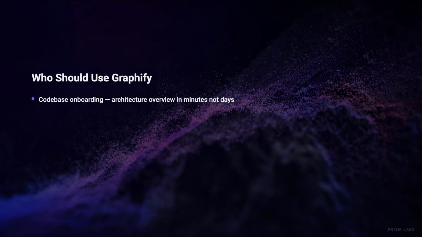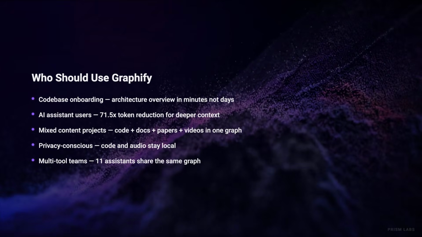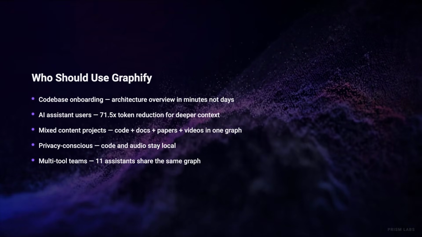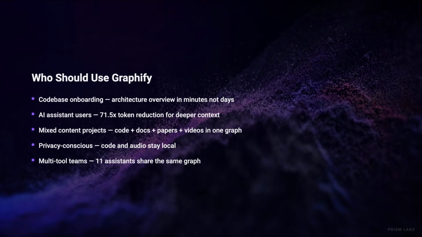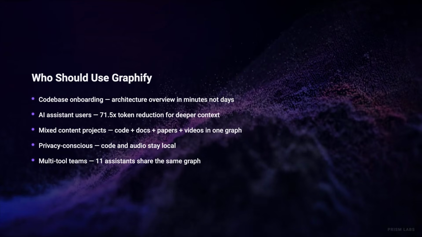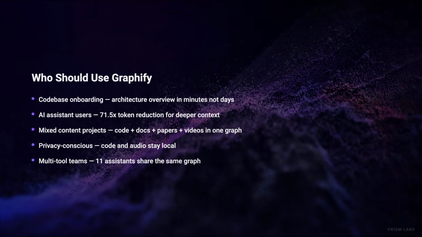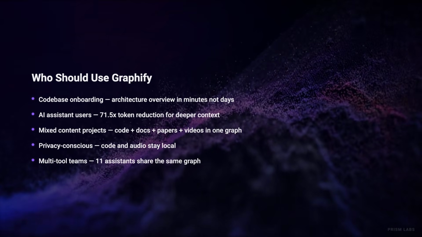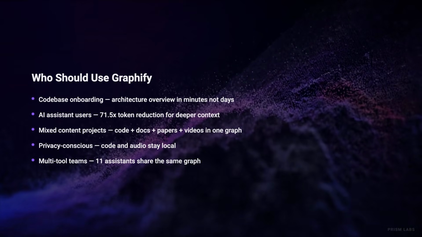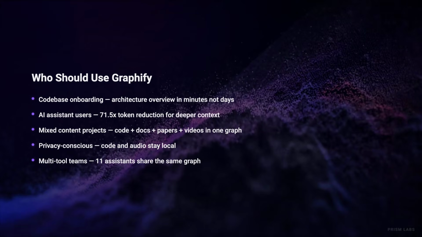If you're onboarding onto a new codebase and need to understand the architecture quickly, Graphify's knowledge graph and graph report give you the structural overview that would take days of manual code reading. If you're using any AI coding assistant and want it to have deeper context about your project, the 71.5x token reduction means your assistant understands more of the codebase with fewer tokens. If your project includes mixed content, code, documentation, research papers, video recordings, diagrams, Graphify is the only tool that connects all of these into a single queryable graph.